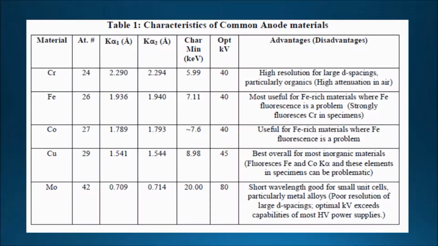Shown here in Table 1 are characteristics of common anode materials for chromium, iron, cobalt, copper, and molybdenum. Depending on the experiment, these should be selected so that their advantages overcome their disadvantages. For example, if you were to analyze an organic material, you most likely want to use copper.